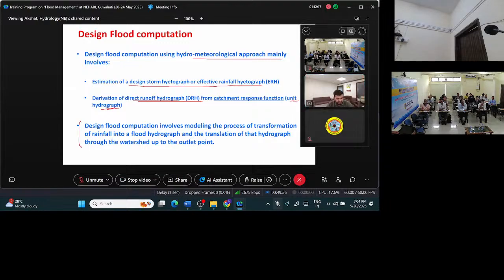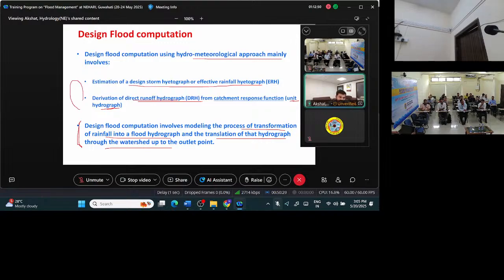So, this statement, design flood computation, involves modeling of transformation of rainfall into flood hydrograph. I have told you, if we have a rainfall, we have a rainfall runoff relation. Will this transform this rainfall into a flood hydrograph? And after that, sometimes we require translation of that hydrograph through the watershed. What does that mean?